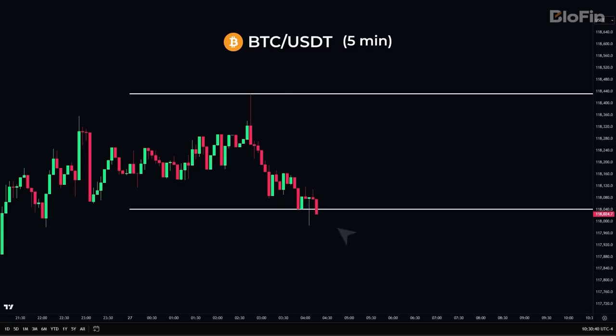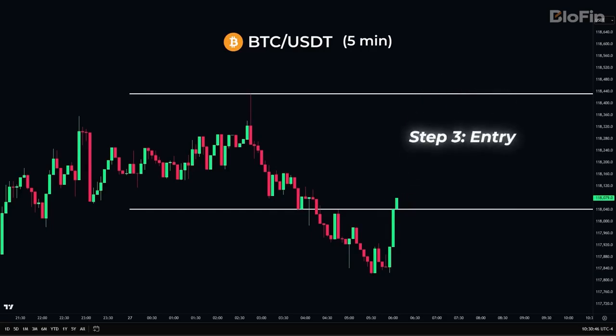But shortly after, we see another breakout, but this time, the candle does close below the range low. So that's the confirmation we needed. Now, we wait for price to re-enter and close back inside the range again. And right here, the candle closes back inside. So that completes step 2. Now we move to step 3, which is our entry. Since price broke the range low and then re-entered, this is a signal to go long.